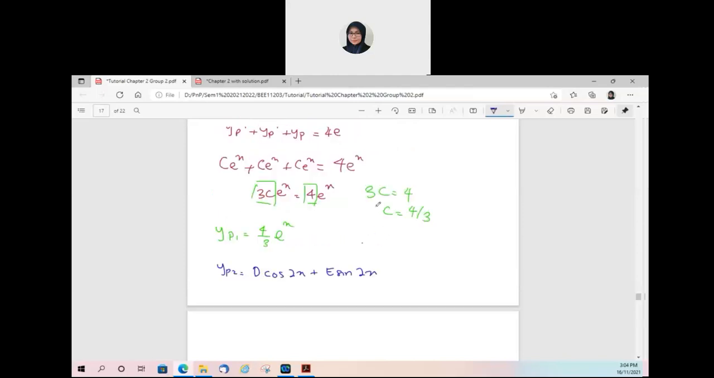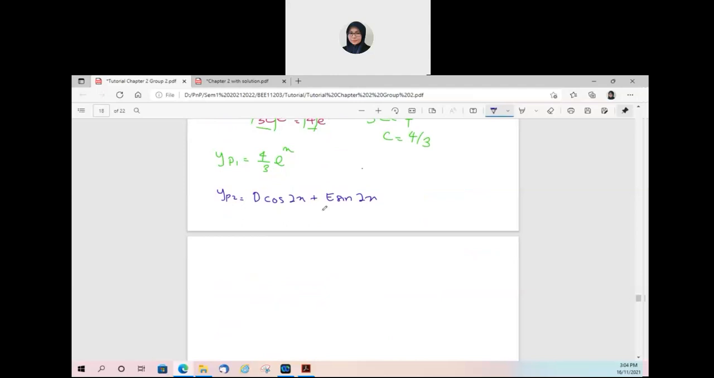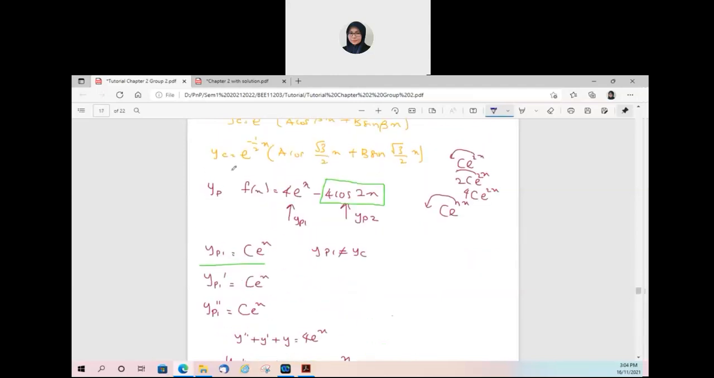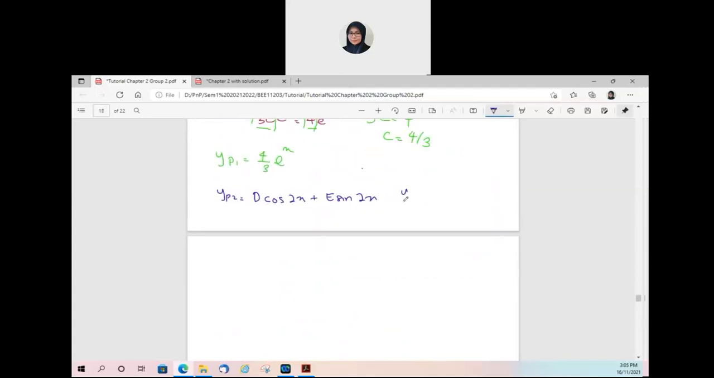Okay, then you compare with YC. Ada YC here. Sama tak? Do they have the same pattern or not? This YP2 and YC here. Tak sama. So the pattern is not the same. YP2 is not same as YC. Okay, then we can use this YP2. So we find YP2 prime.